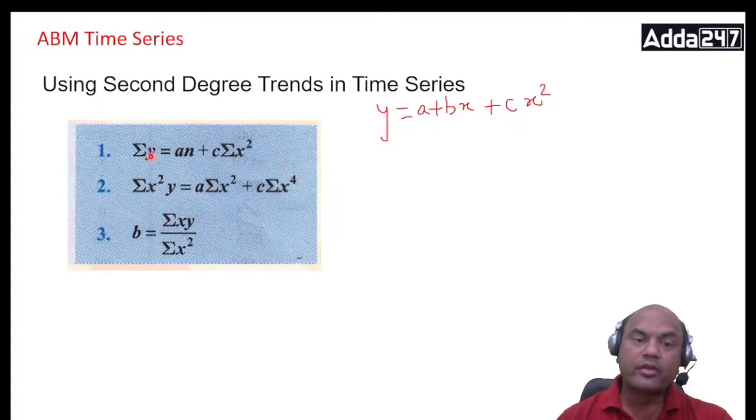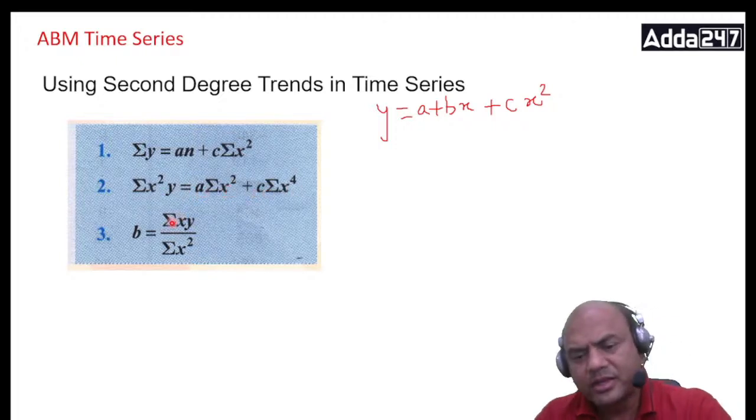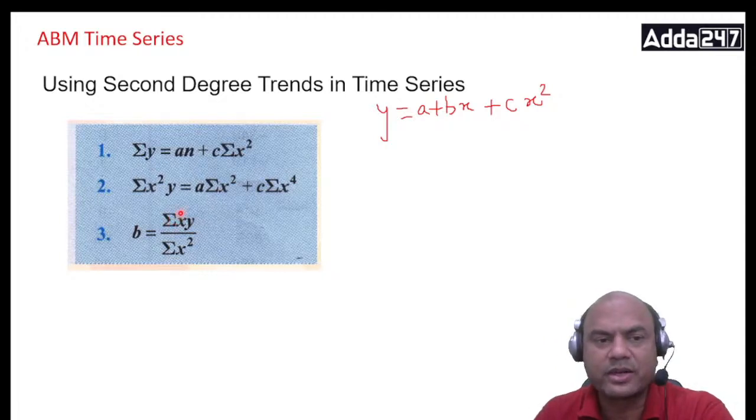So remember, summation y equals na plus c summation x square, and summation x square y equals a summation x square plus c summation x raised to 4, and b is the same: summation xy upon summation x square.